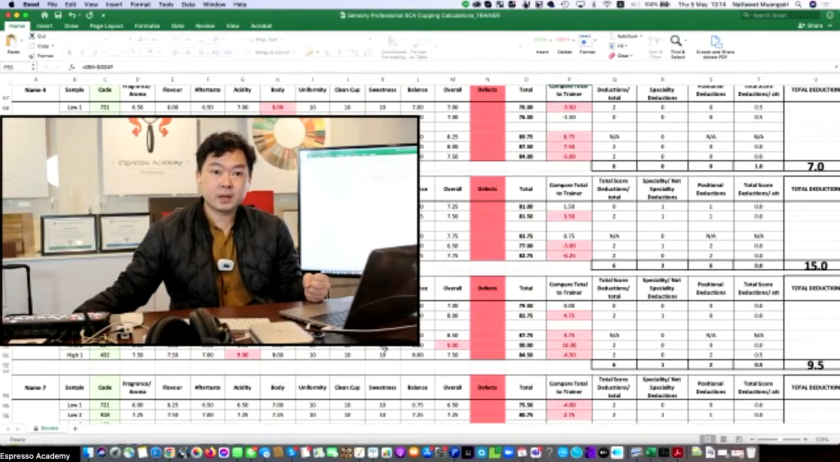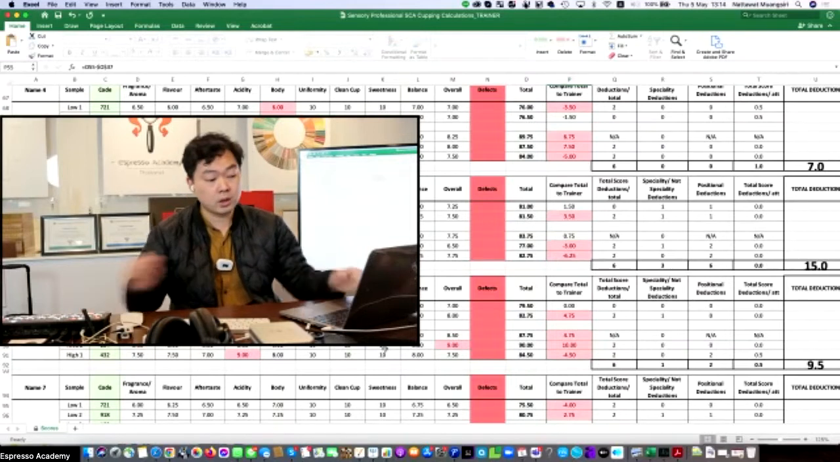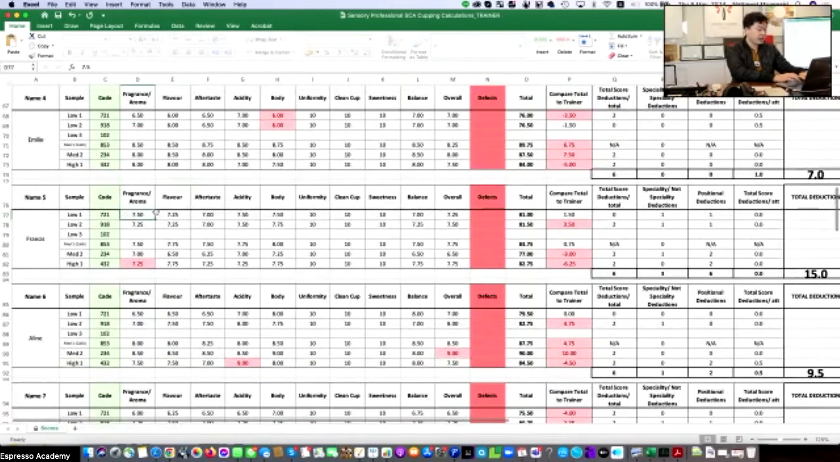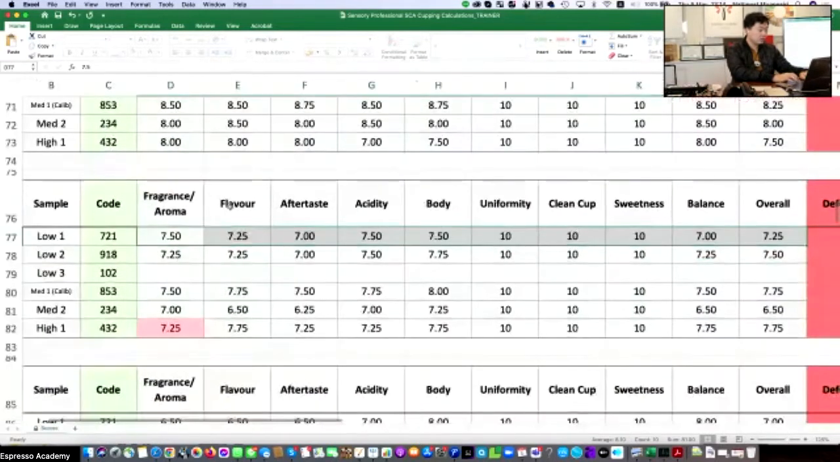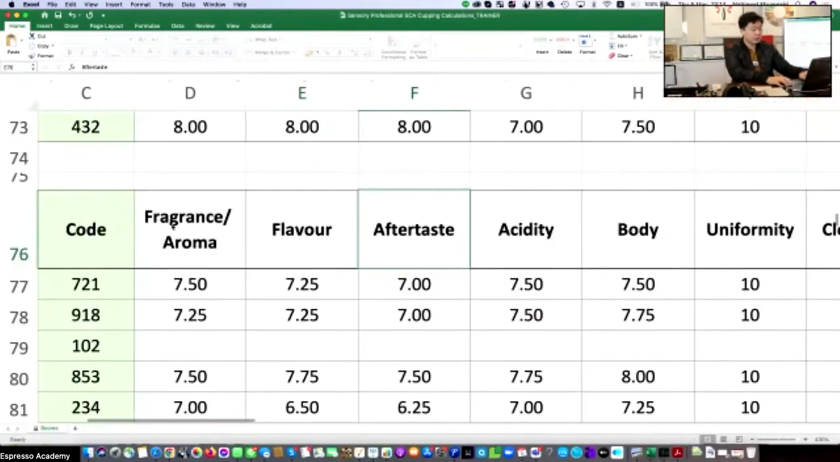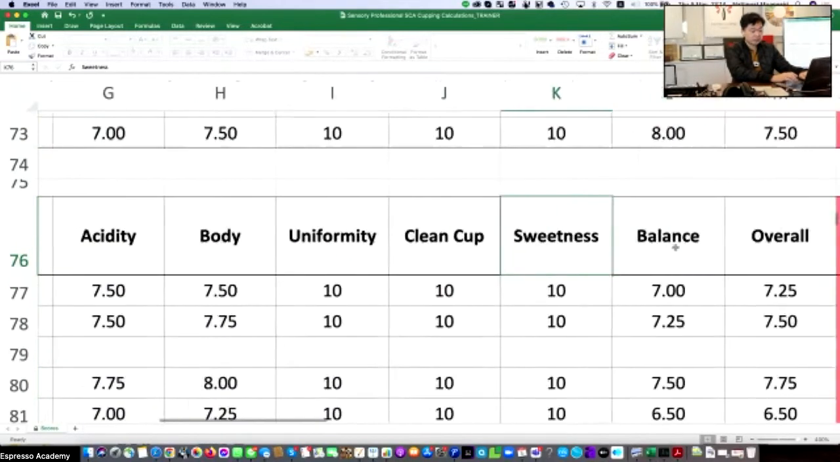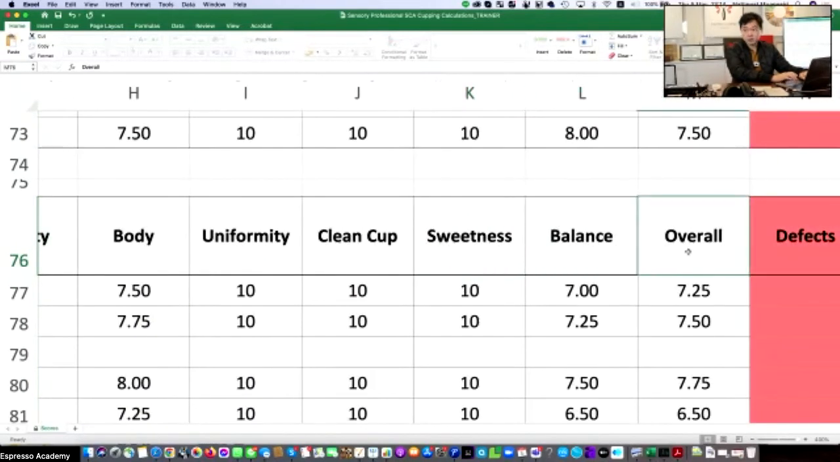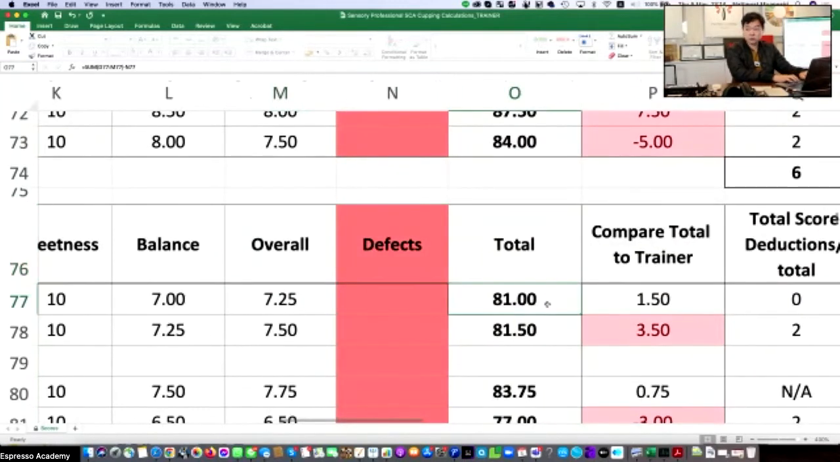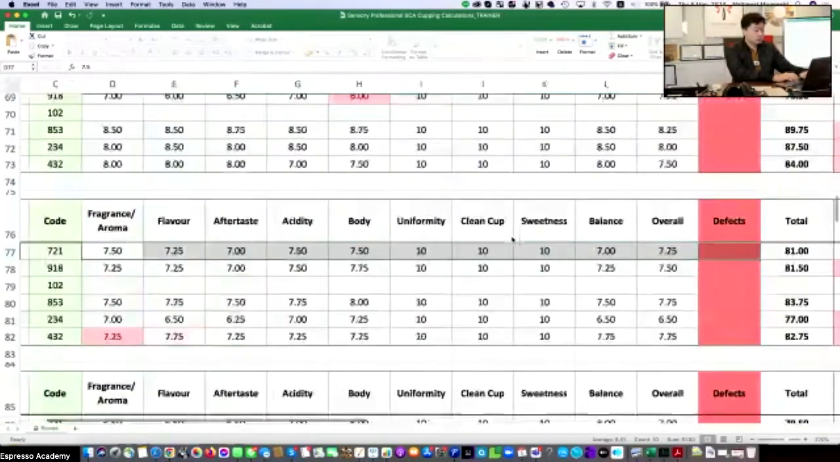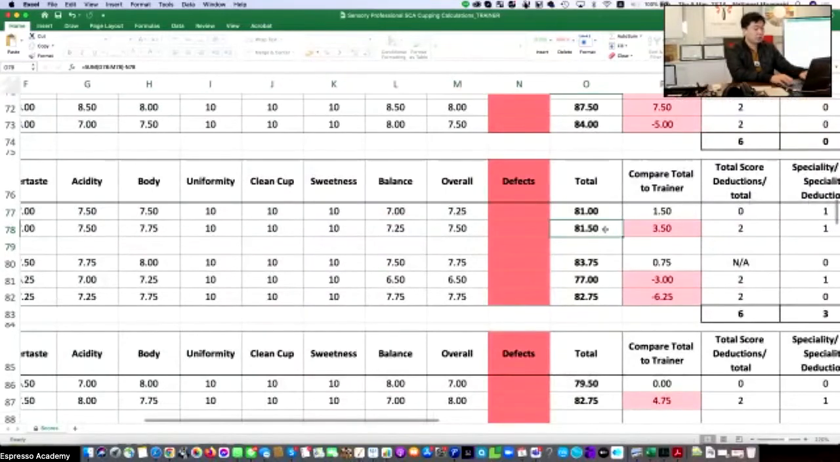Mr. Kamson has a question about what to do with the score. So basically all the scores that you have on the form will be added up together to make a total score. Whatever you give on fragrance, aroma, flavor, aftertaste, acidity, body, uniformity, clean cup, and sweetness, and then balance and overall, everything will be added up to a total score right here, like 81. That is what is being added up to make a total score.